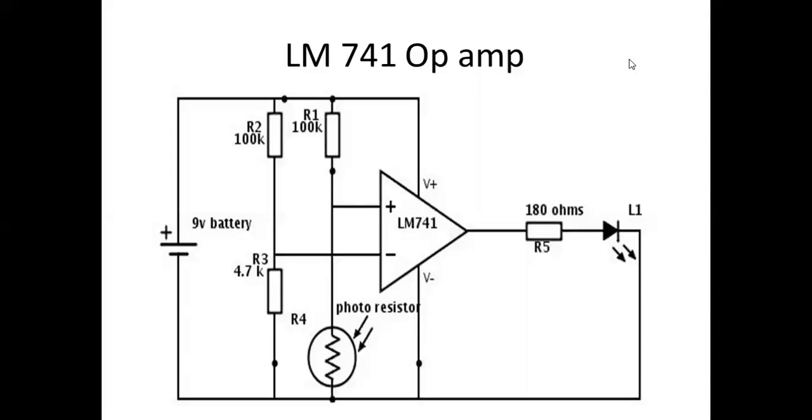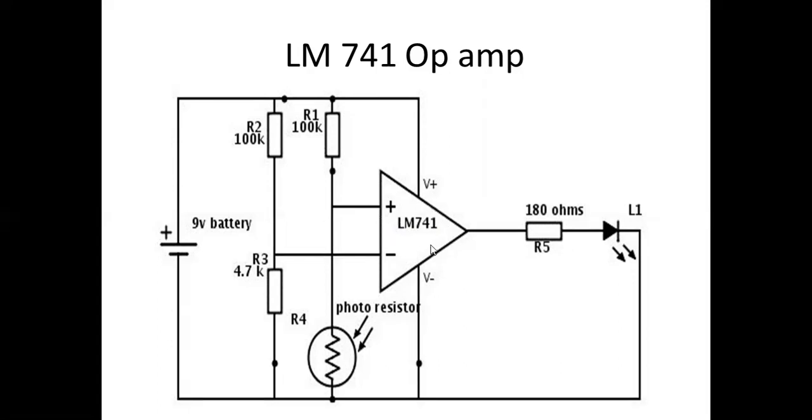Namaskar everyone. Today we will simulate one circuit which is meant for lighting this LED whenever night falls. Or in other words, this LED will start glowing whenever ambient light or the sunlight falls below a certain level. The main element of this circuit is the operational amplifier LM741.